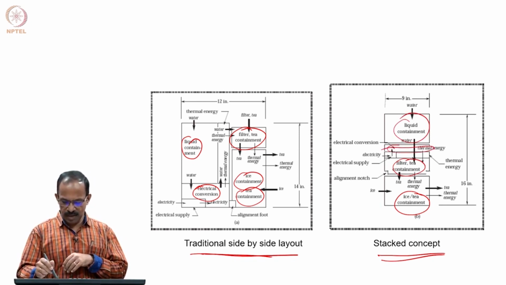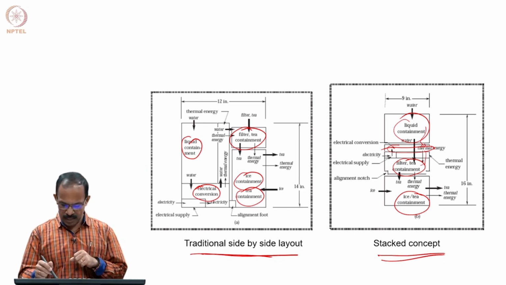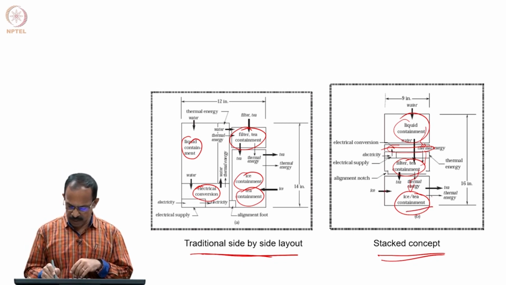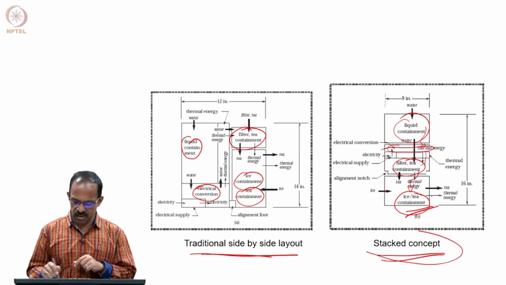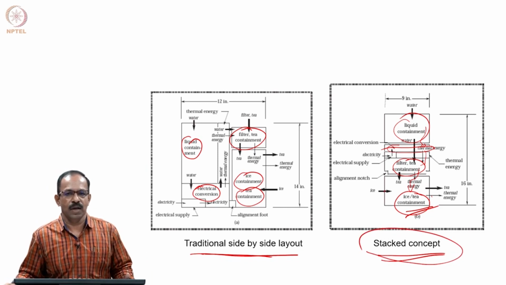So, the water will come through the electrical conversion, heat it, and then it will pass through the filter T containment, so that the T can be added, and you will be getting the T here. Then you can add ice, and you will be getting this as the T, ice T. So, this is again another concept or stacked layout that can be proposed for the product.